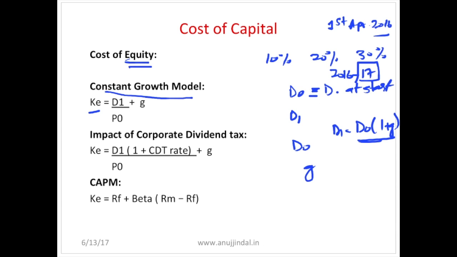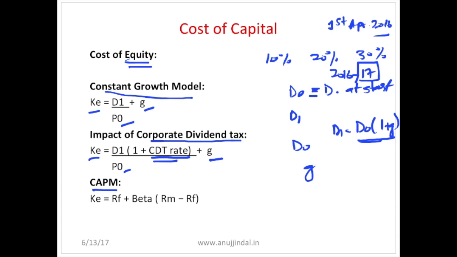So this is D1. So here, D1 upon P0, where P0 is equal to the net proceeds or the current market value at which it is purchased by the investor, plus G, the constant growth rate which is given in the question. Impact of corporate dividend tax rate: again, KE or cost of equity becomes D1 (1 plus corporate dividend tax rate) upon P0, and then plus growth rate.